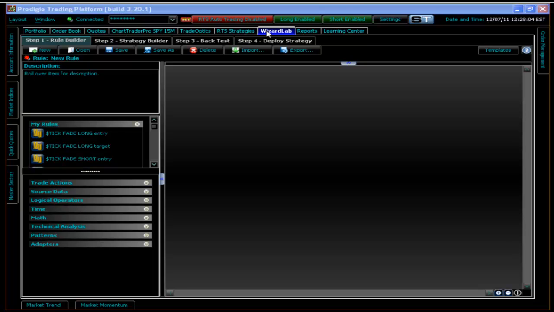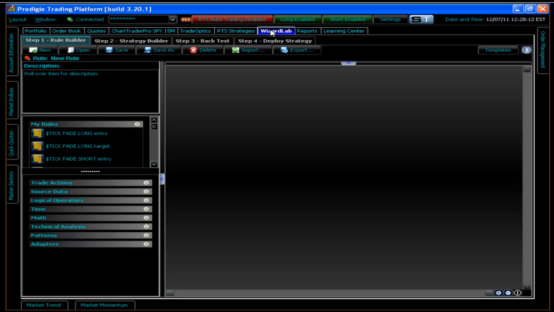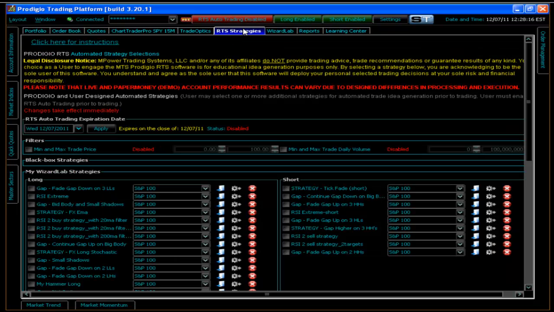We're essentially going to be dealing today with 2 sections of Prodigio. One is going to be Wizard Lab, and one is going to be called RTS Strategies. You can think of it this way: Wizard Lab is the laboratory where they are built, and RTS Strategies is sort of like the main stage where they go play. That's where we deploy them, and then they run on your platform in real time during the course of the trading day.